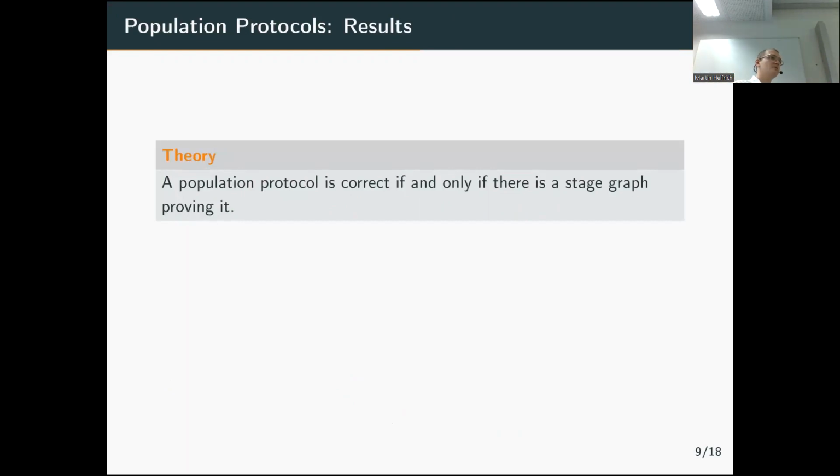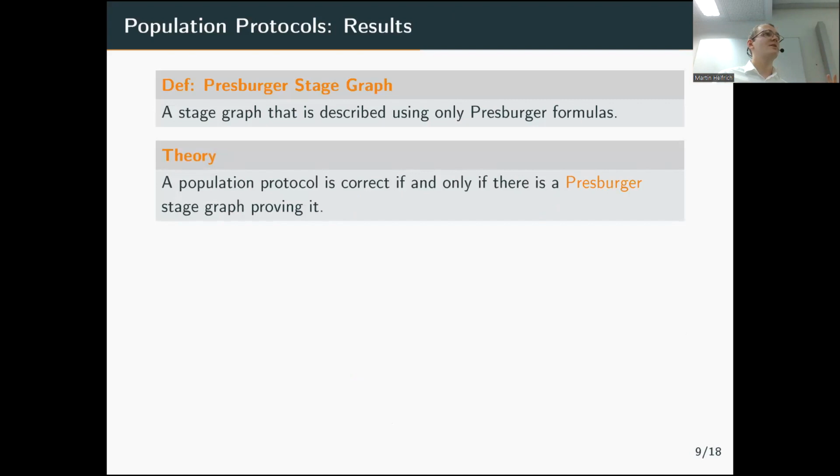And that's one of the theoretical results we have. Actually, we go a step further. We don't only say if you have a stage graph, then the property holds. We also say if the property holds, then there is such a stage graph. We even go a step further. We say we have stage graphs that can be described in a simple manner, meaning we describe the stage graph with Presburger arithmetic, and still the property holds that the protocol is correct if and only if you have such a simple stage graph. This already gives us a decidability result, so the verification of these kinds of properties is decidable.